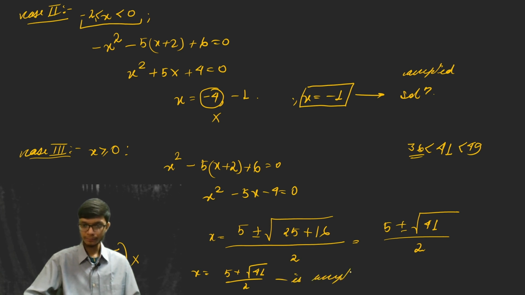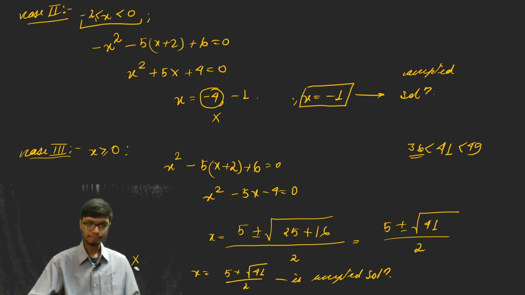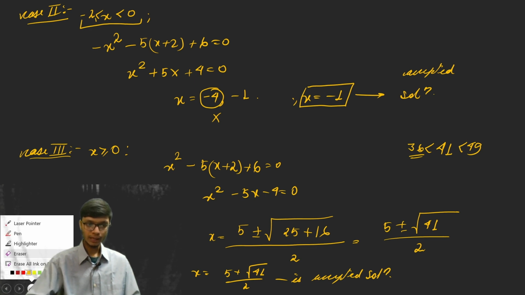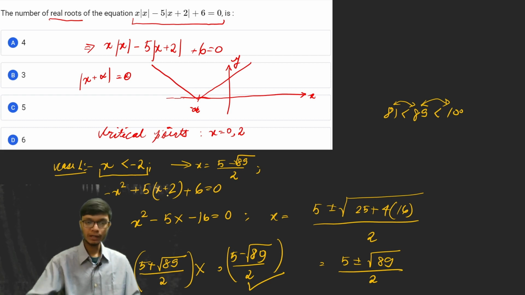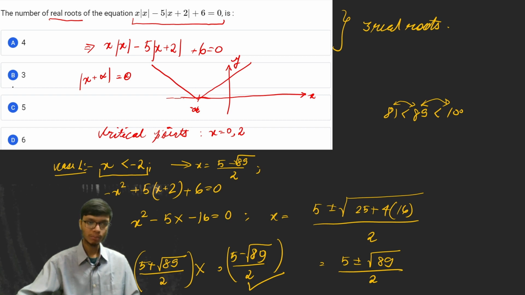Now this is the accepted solution. All right. So with this, I basically get three real roots. So this particular equation has three real roots. The number of real roots will be equal to 3, and with this the right answer to this particular problem will be option number B.